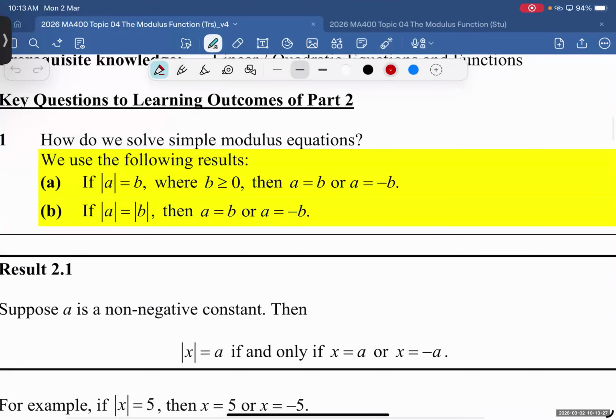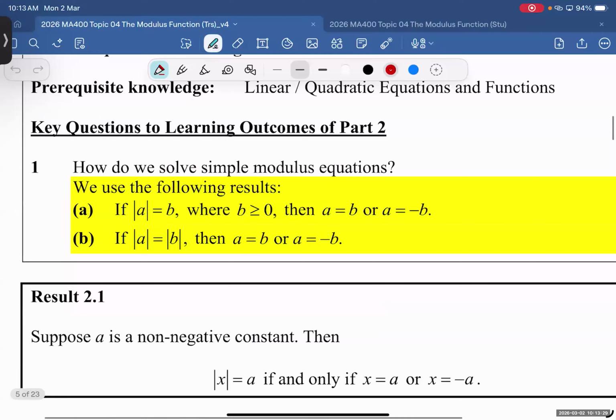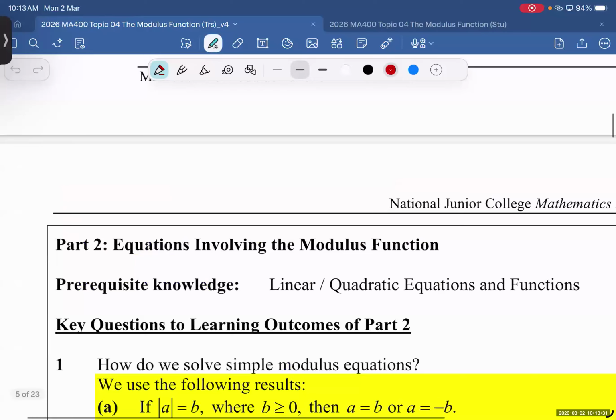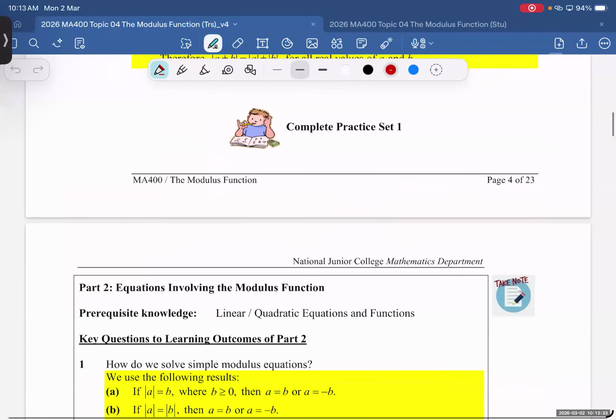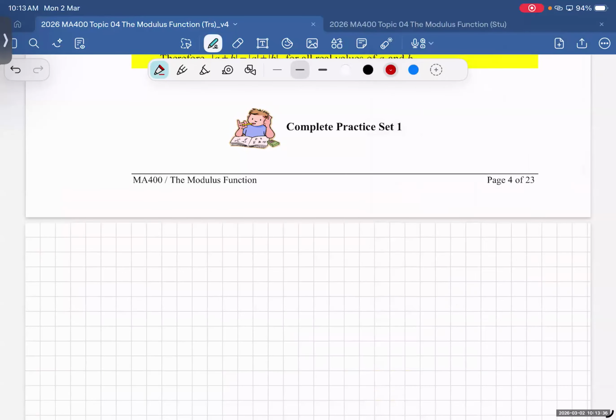So, if modulus A equals mod B, first of all, you must know that the idea of a modulus function is that it can be either itself or the modulus of itself.